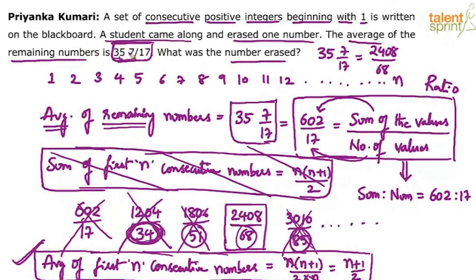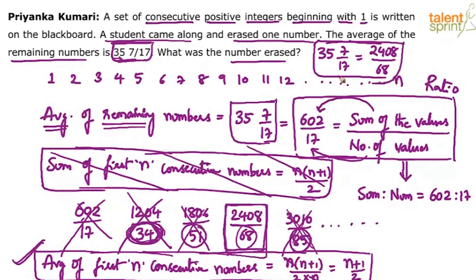So we can now consider that this 35 7 by 17 which is given to us is actually 2408 by 68. 35 7 by 17 can be taken as 602 by 17, can be taken as 1204 by 34, can be taken as 1806 by 51, can be taken as 2408 by 68, can be taken as 3010 by 85, and there are infinite ways. But the closest is this, 2408 by 68. If I assume this to be correct, then what happens?